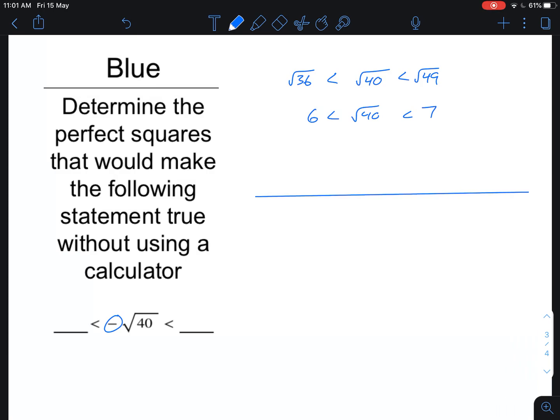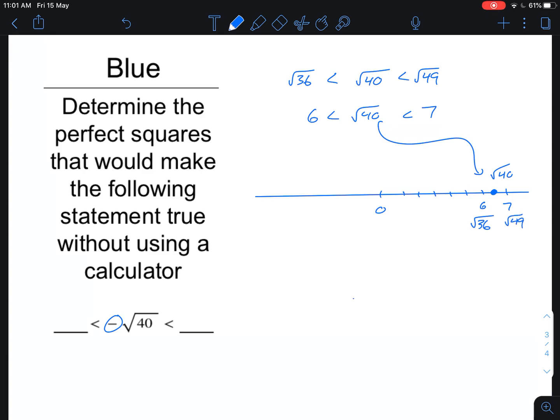And I'm going to represent this with a number line because I think it's a good visual way to do it. So 1, 2, 3, 4, 5, 6, 7. So here's my 6, here's my 7. The square root of 40 is going to fall somewhere in between these. I don't know exactly where, and I don't really need to know exactly where to do this problem, but it's going to be somewhere between those two. And that's equal to, the 6 is the square root of 36, and 7 is the square root of 49.